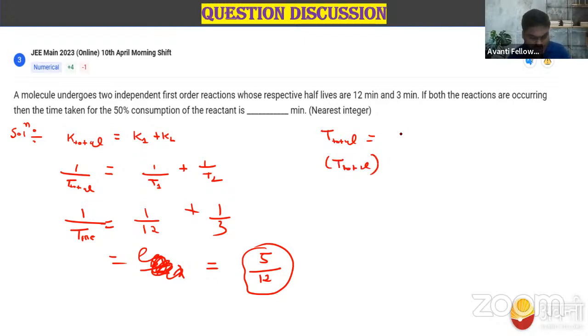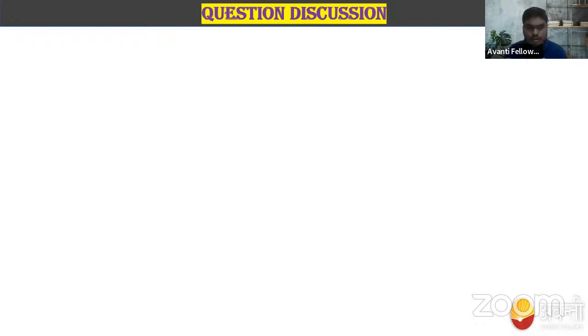So T total is equal to 12 by 5 minute. ठीक है, 12 by 5 minute, or we can say that 2.4. ठीक है. So this is the 50% combustion of reactant में कितना बच जाएगा? 2.4 minute.